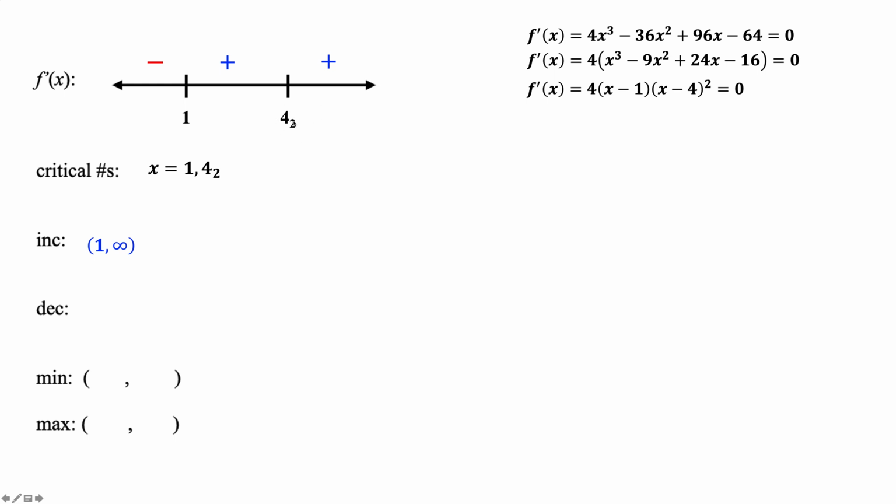This is not a vertical asymptote. Remember, that was an x-intercept, so there's no break there. We're decreasing from negative infinity to 1. Looking at our pattern here, I am decreasing to increasing. So at 1, that's going to be a relative min.